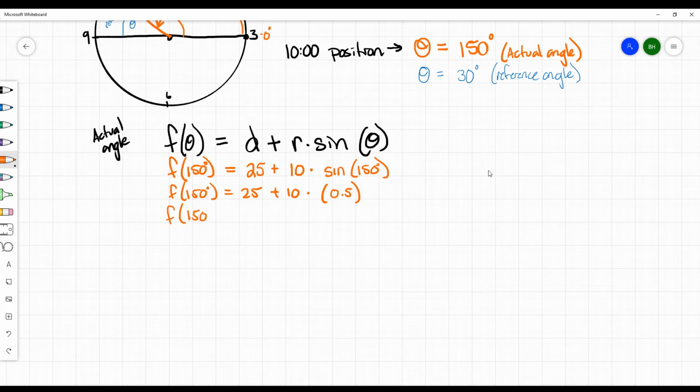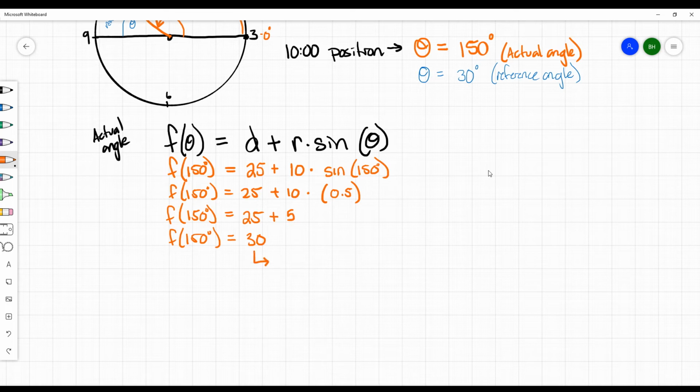But that value of sine of 150 degrees is going to equal 0.5 or a half, which means I get 25 plus 10 times a half. Well, half of 10 is 5. Then I can continue to simplify using PEMDAS, and I get 30. So this is great, but 30 doesn't tell me what my actual answer is.